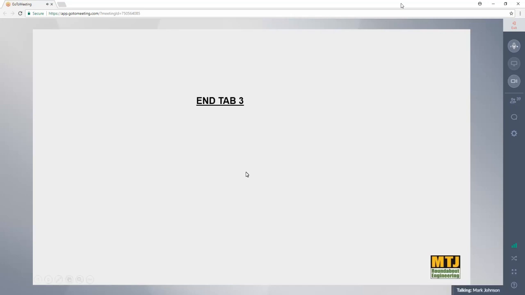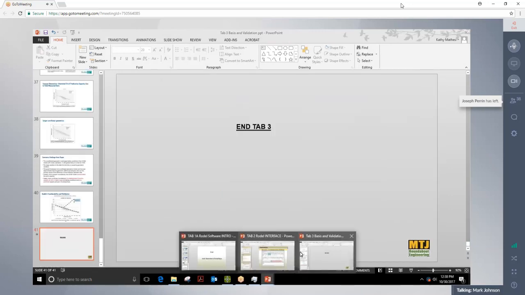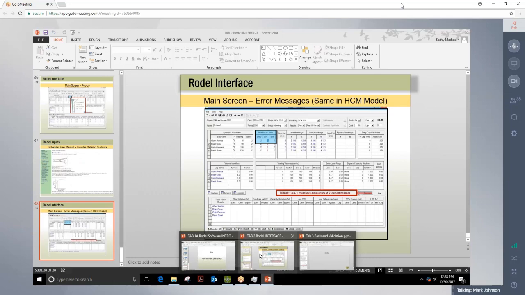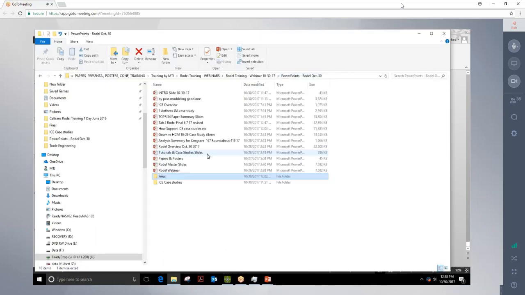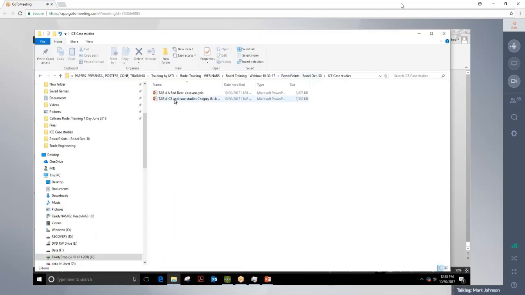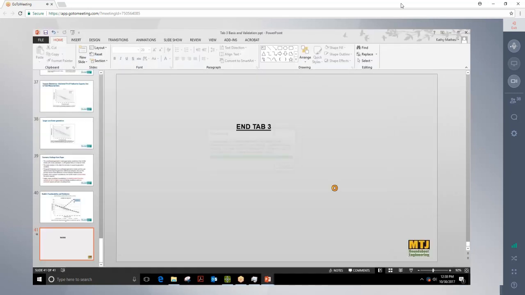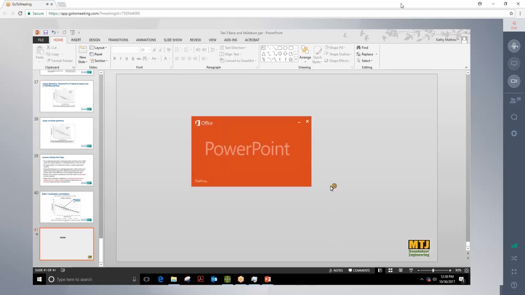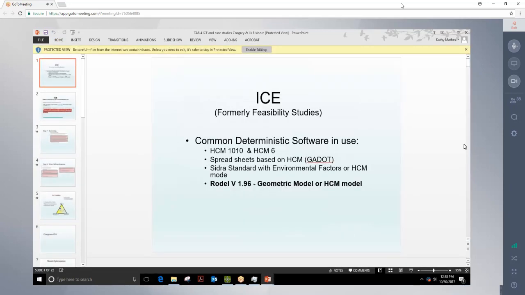So that's the end of tab 3. So we're going to move to the last tab here. And after this tab, we'll open it up for questions.